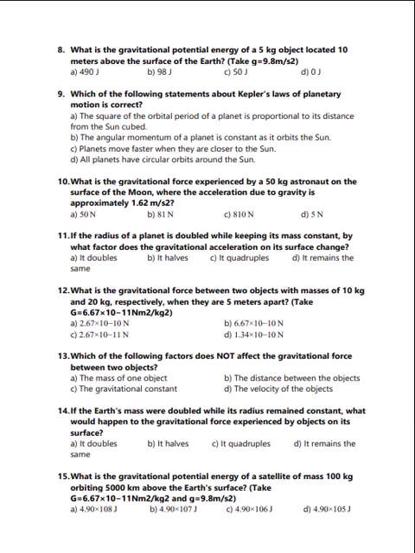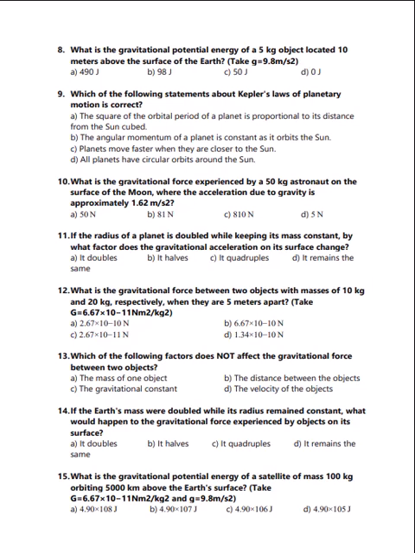Which of the following factors does not affect the gravitational force between two objects? The mass of one object, the distance between the objects, the gravitational constant, the velocity of the object. So the correct answer for question number 13 is D, that is the velocity of the objects.